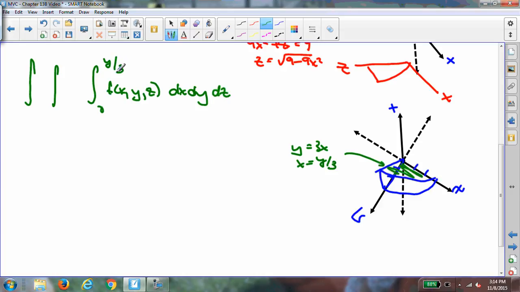The bottom surface of this is being defined by the cylinder. Remember, the cylinder was y squared plus z squared equals 9. So now I need a y equation. So y equals square root of 9 minus z squared. So this is square root of 9 minus z squared. And then my last one, z, goes from 0 to 3.